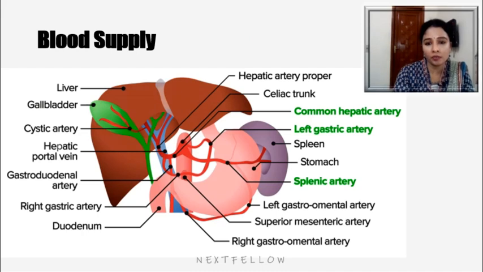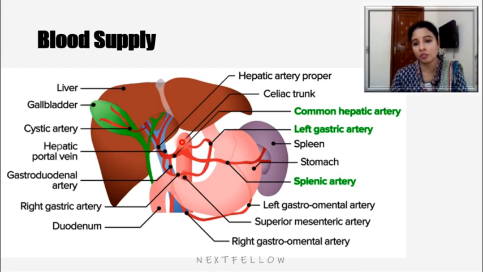Blood supply of the gallbladder. The arterial supply is mainly from the cystic artery. How does the cystic artery arise? It arises from the abdominal aorta. The abdominal aorta first gives rise to the celiac trunk. The celiac trunk is an artery of the foregut, so it supplies all the visceral derivatives of the foregut.